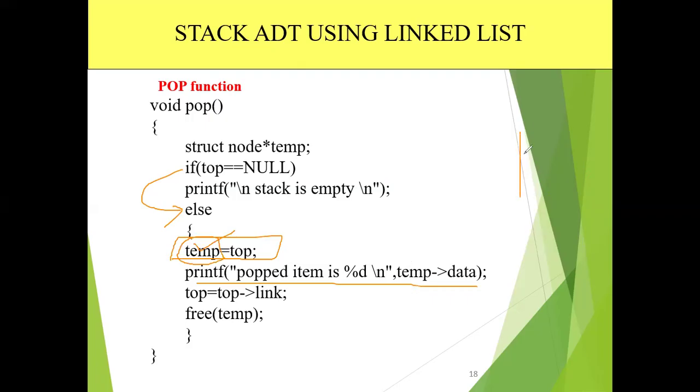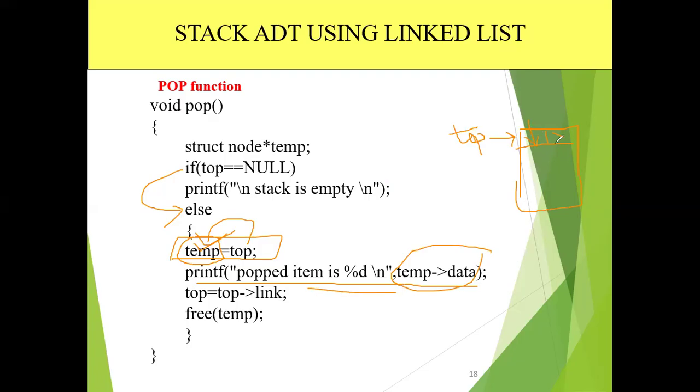For example, if a stack contains multiple values, as usual the most recently added value is pointed to by the variable top. In order to delete that recently added value, we first assign it to temp, and temp arrow data indicates whatever value is in the data part, that value is going to be deleted.